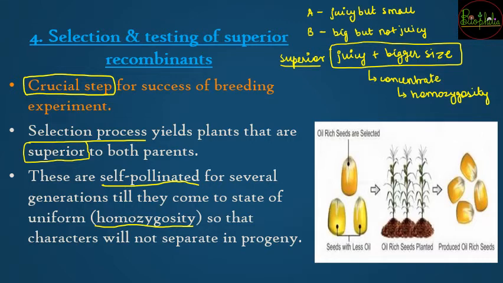क्योंकि आपका फाइनल ऑब्जेक्टिव क्या है, that you are going to need superior varieties, जिसके लिए आपने ये इतना tedious and time consuming work of cross breeding किया था. So after this process, you are going to take the next one that we will discuss.